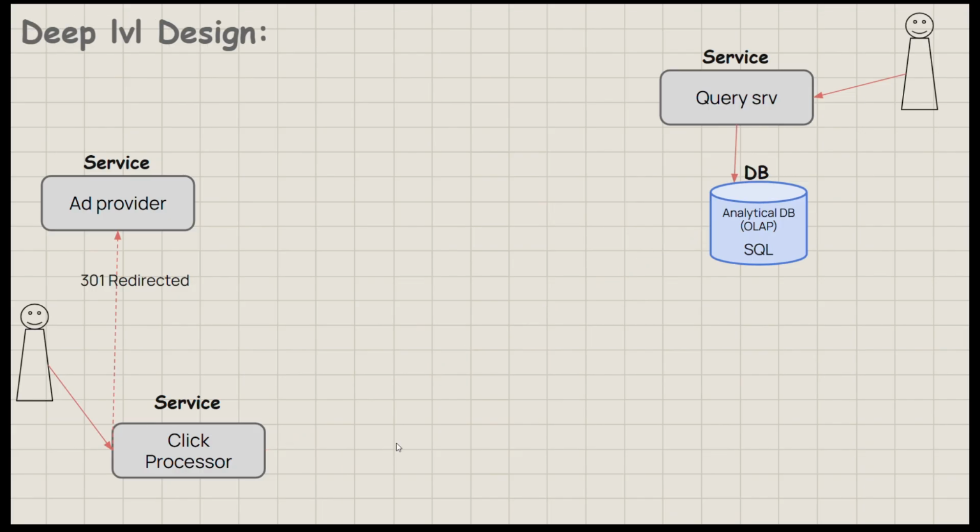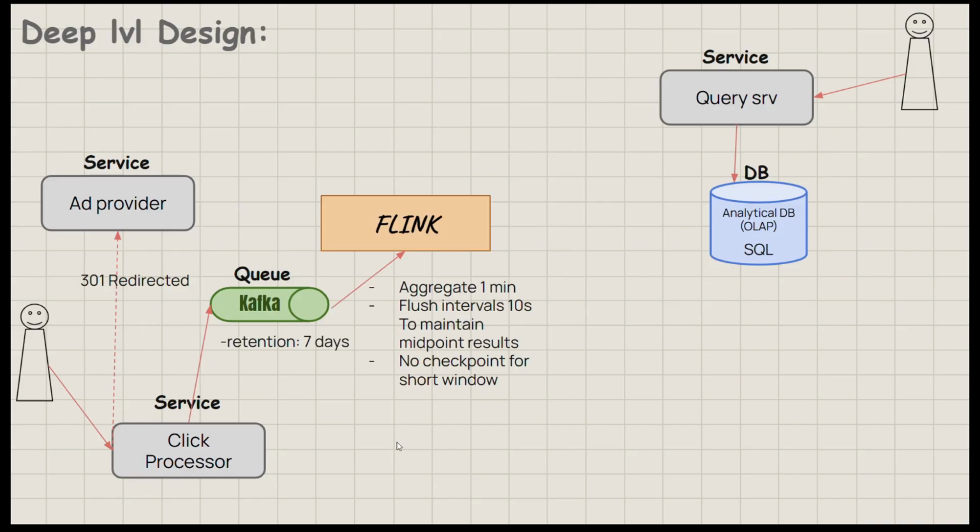To make sure we don't lose any clicks, we use Kafka to store every click event. From Kafka, Flink consumes these events. Both Kafka and Flink are fault-tolerant, so they won't lose any data.